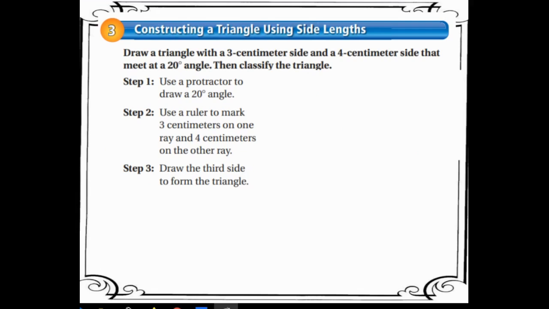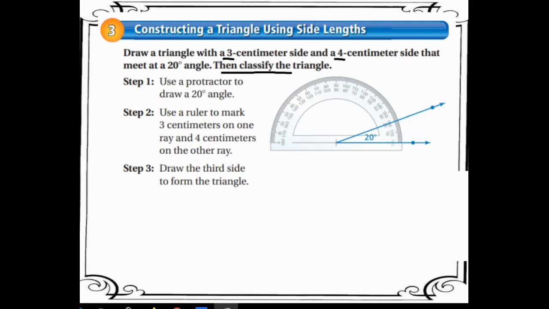Here on this one, we want to draw a triangle that has a side of 3 centimeters and a side of 4 centimeters, and then meets at a 20-degree angle. And then we want to classify this triangle. So the first thing, when we draw our triangle, we have to start with a straight line, and then we draw the 20-degree angle in here. So we go up on the inside, 10, 20, kind of opening up here. Make a mark and draw our line.